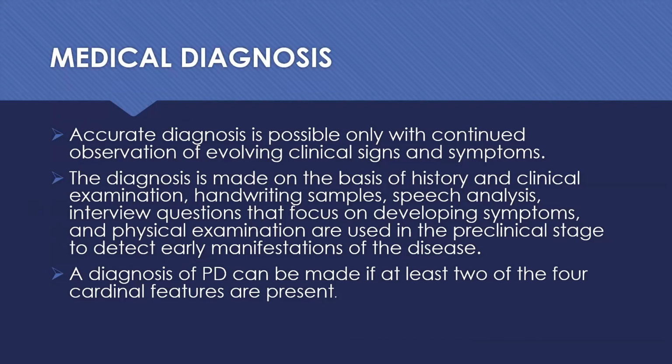We can diagnose Parkinson's disease with the help of medical diagnosis and with the help of physiotherapy. Accurate diagnosis is possible only with continued observation of evolving clinical signs and symptoms. The diagnosis is made on the basis of history and clinical examination, handwriting sample, speech analysis, and interview questions focused on developing symptoms. Physical examination is used in the preclinical stage to detect early manifestation of disease. The diagnosis of Parkinson's disease can be made if at least 2 of 4 cardinal signs are present.